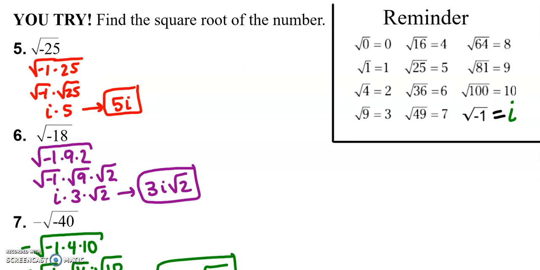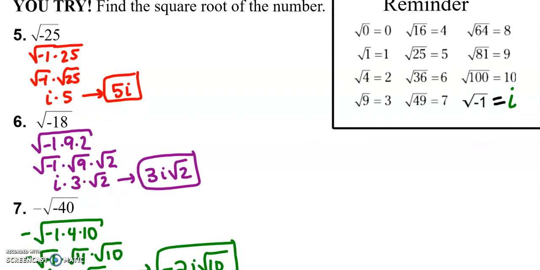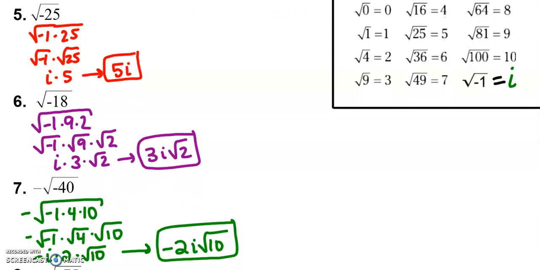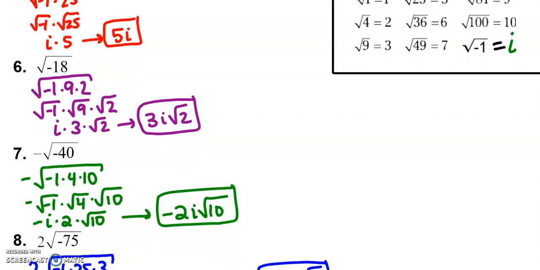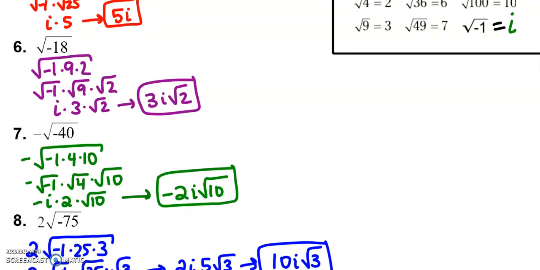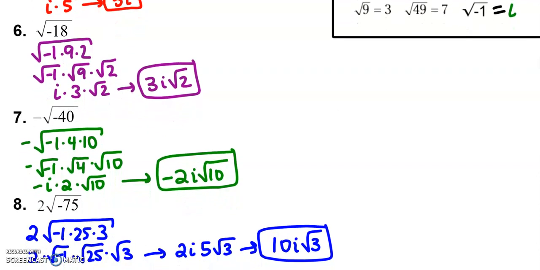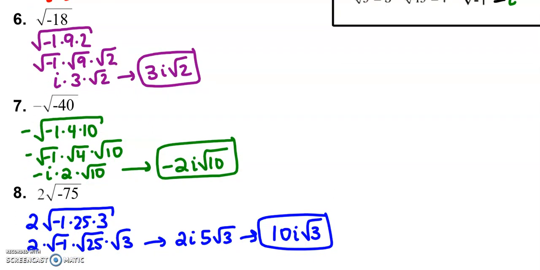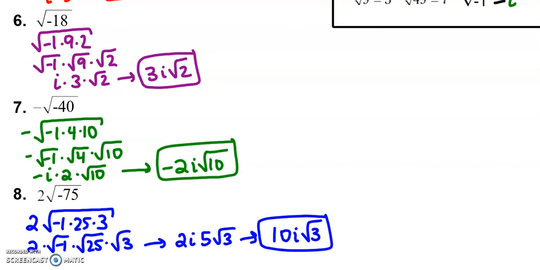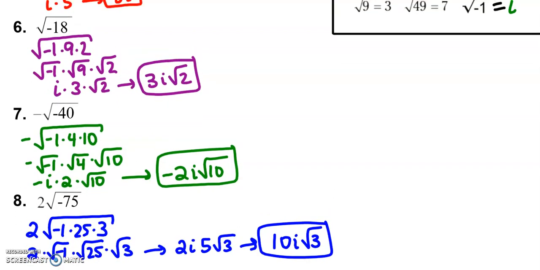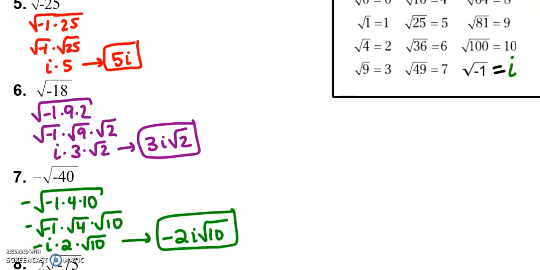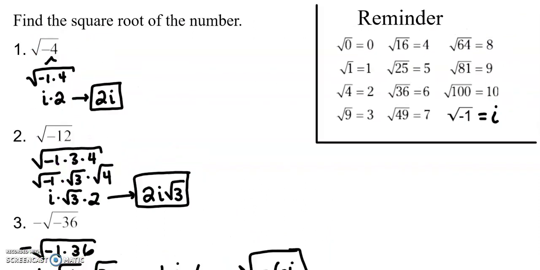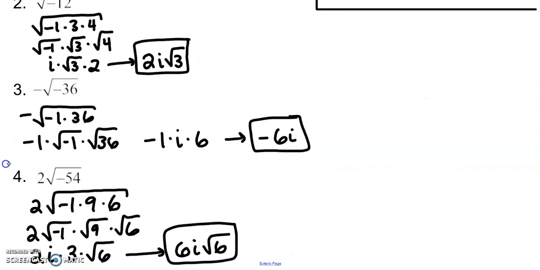All right, so here's my work with the answers. If you want to go ahead and check through, the one in red, we should have gotten 5i. The one in purple, we got 3i root 2. The one in green was -2i root 10, and the one in blue was 10i root 3. Okay, so go ahead and pause the video if you need to look longer at these slides, but really we should have been able to try these 4 because they look just like these 4.